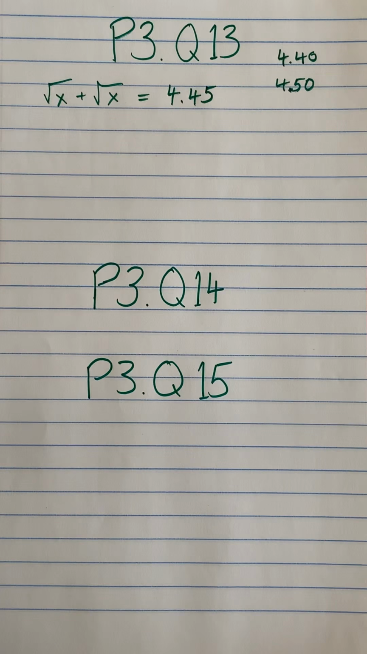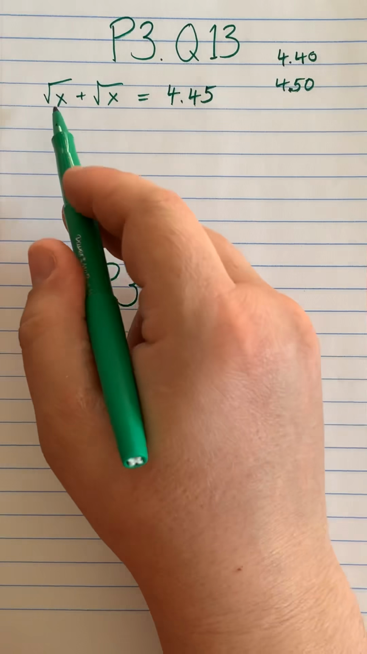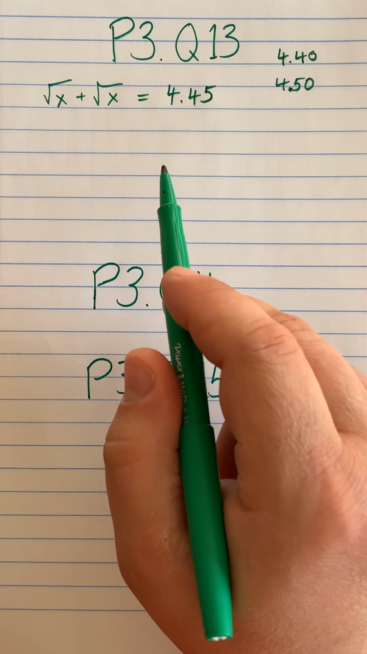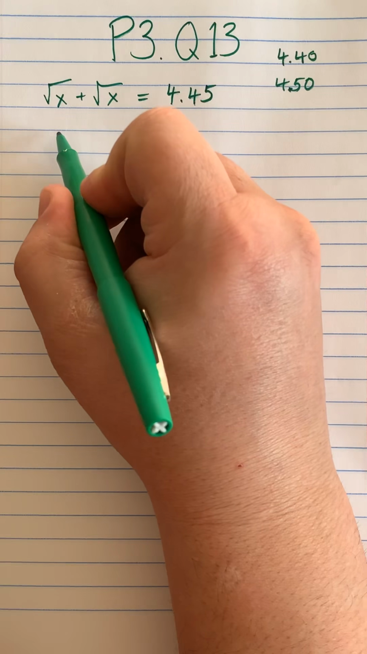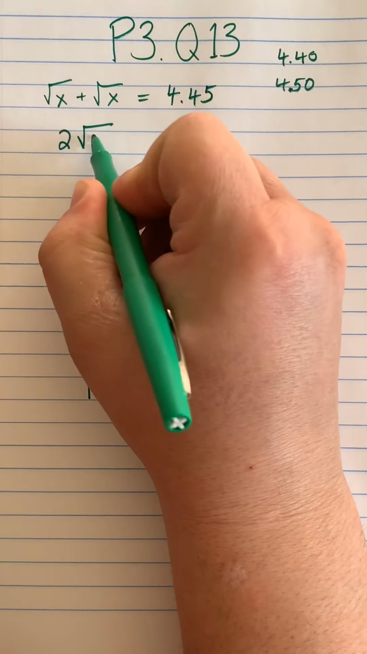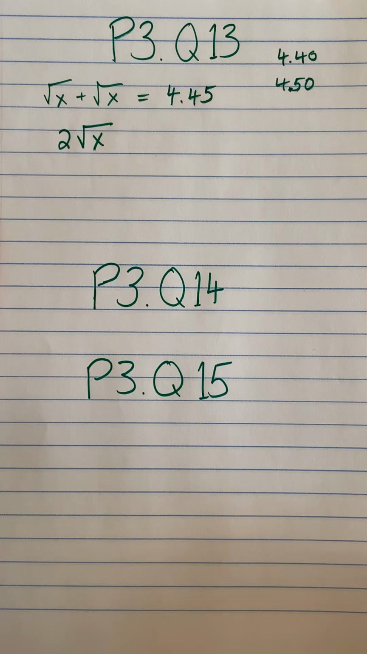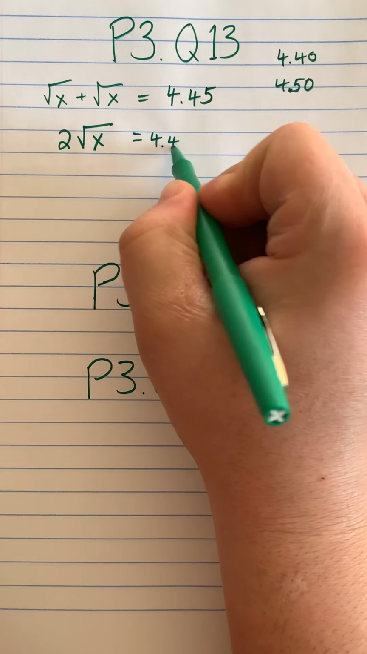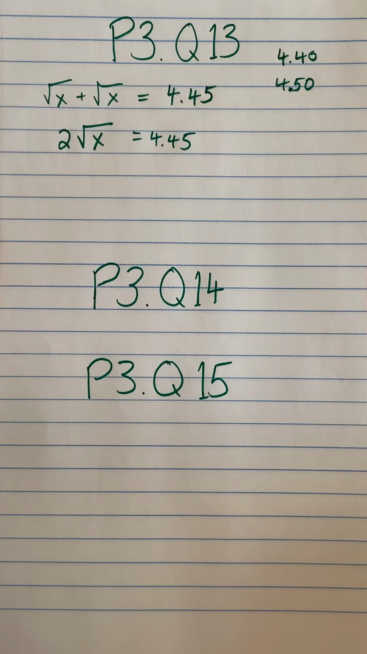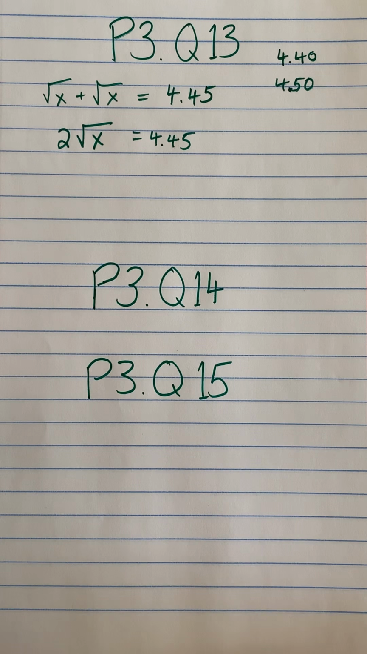Now, how would we solve this equation? Well, if I have x plus x, it would be 2x. If I have the square root of x plus the square root of x, it's the same thing. We could write it like this: 2 times the square root of x. The way they would pronounce that is 2 root x. And that equals 4.45. Now we just have to go through the process of figuring out how to get x by itself.